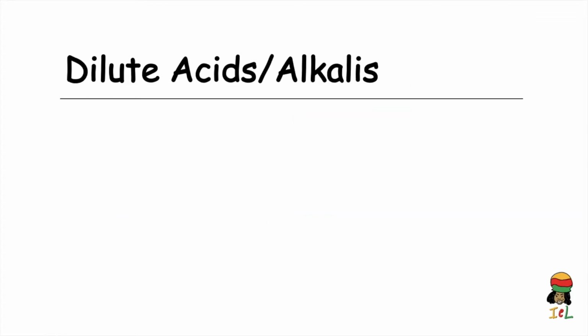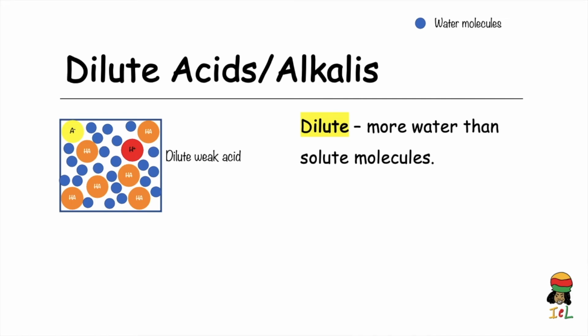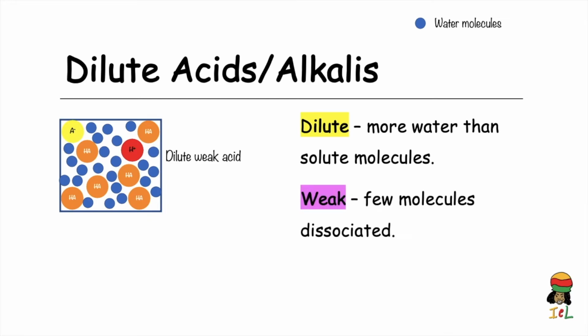We will do the same for dilute solutions. Scenario 1, dilute weak acid. The solution is dilute because the ratio of water molecules to solute molecules or ions is high. As we can see in the illustration, there are many water molecules, the blue circles, compared to the solute particles. The acid solution is weak because only a few acid molecules have dissociated into ions in the solution.